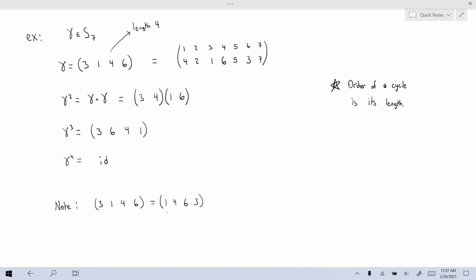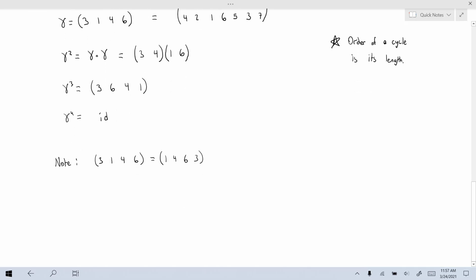And then again, you can keep shifting the numbers over by one spot, and you'd get the same permutation. So that's one thing to note, that cycle notation is not unique. You can express the same cycle in a couple of different ways. So that's one thing to note about cycles. Let me do another example right now of just multiplying 2 cycles together.